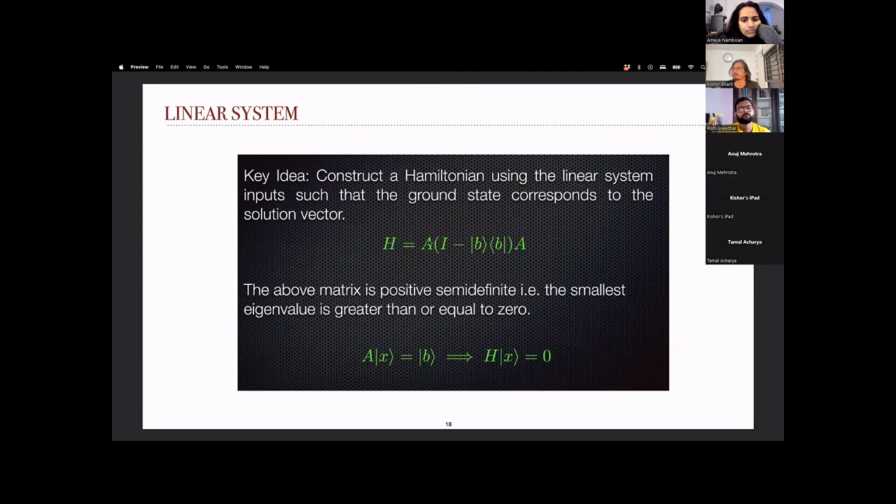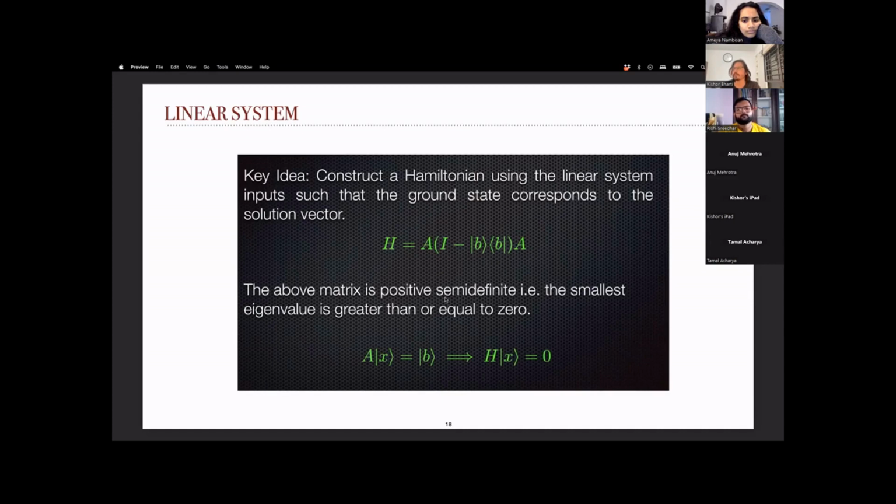And if you can find the ground state of this Hamiltonian, then you will end up solving the linear system problem. You can see that if you have Ax equal to B, then it implies that H of x equals 0. And you can see that this matrix in the middle is actually a projector, so its eigenvalues are 0 or 1, and A is equal to A transpose. So you see that this is a PSD matrix, so the smallest eigenvalue is basically 0.